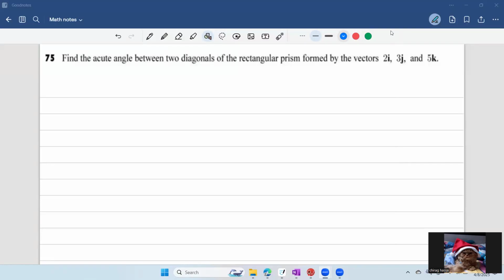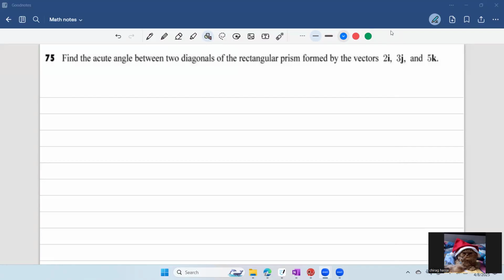This is a question that was asked by one of the DP2 students. Now, this will be of help to any of the AIHL or AHL students. Okay, so this question is actually kind of an easy one if we look at it in three dimensions. The question says find the acute angle between the diagonals of the rectangular prism.